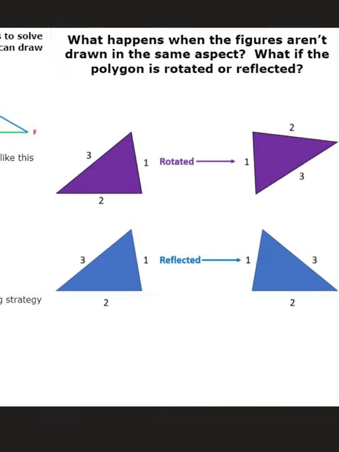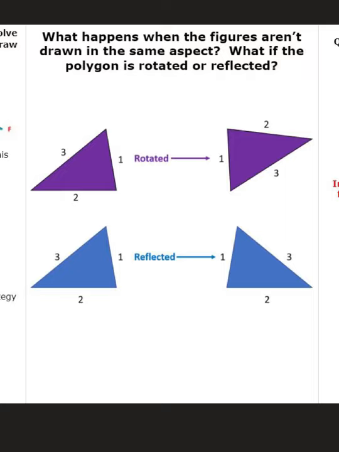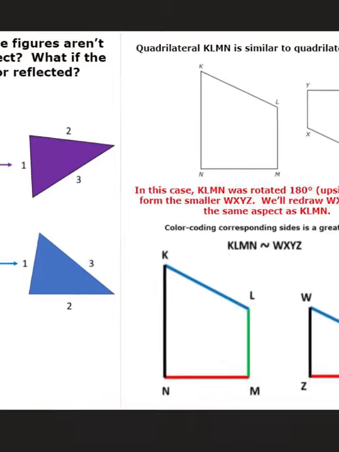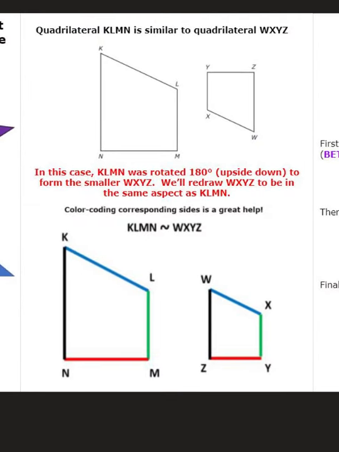Now when we look at the next slide, what happens when the figures aren't drawn in the same aspect? So sometimes you'll have the pictures, they won't be in the same position. They might be rotated, they might be reflected. So over here, you'll want to redraw your figures so they're in the same position. So you can see right over here, the two trapezoids are redrawn because these ones were twisted around. So they're in the same position, so you can match up your corresponding sides.